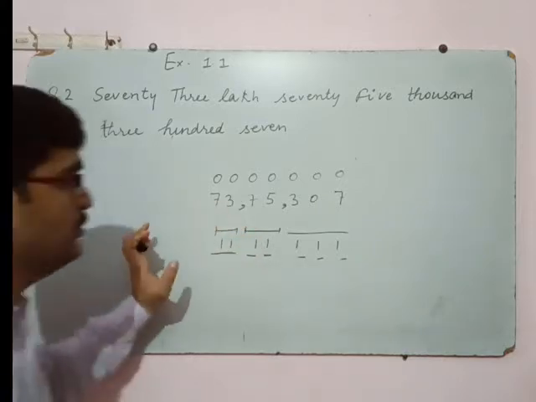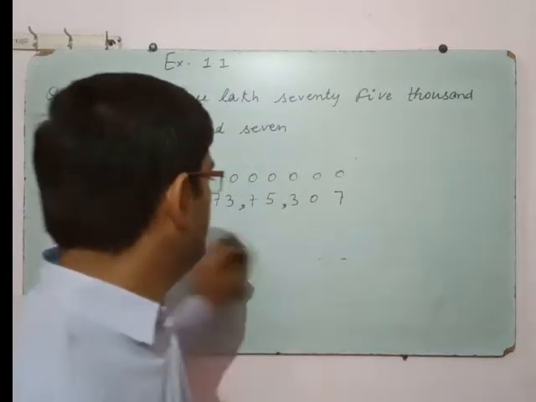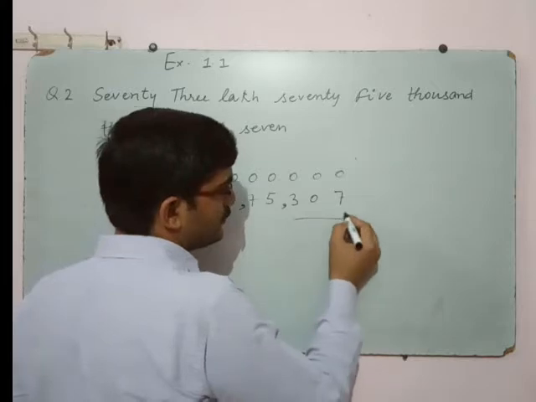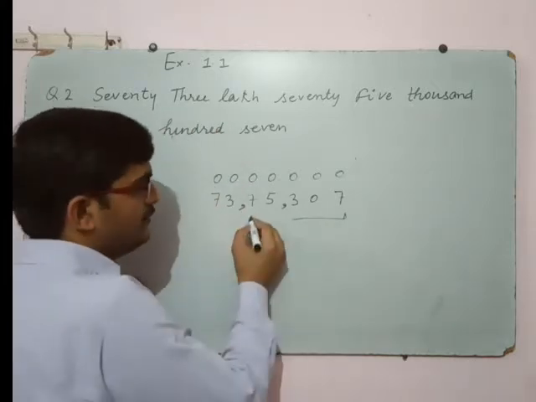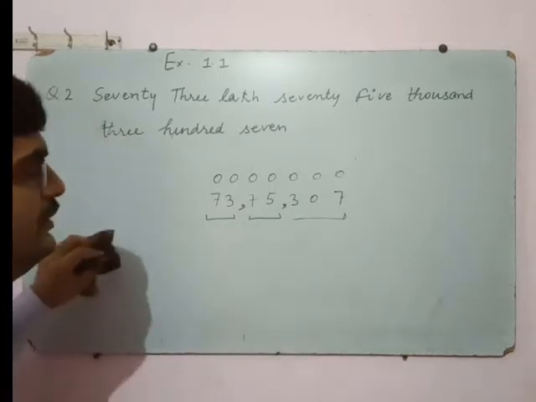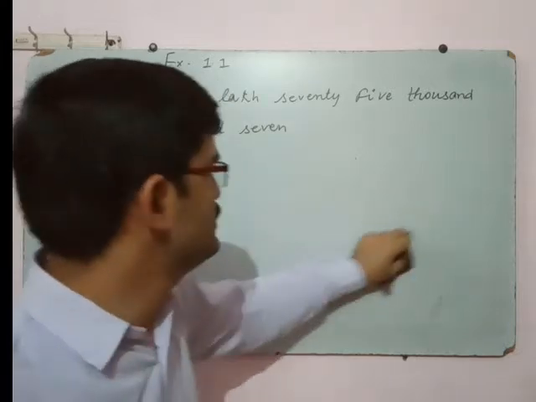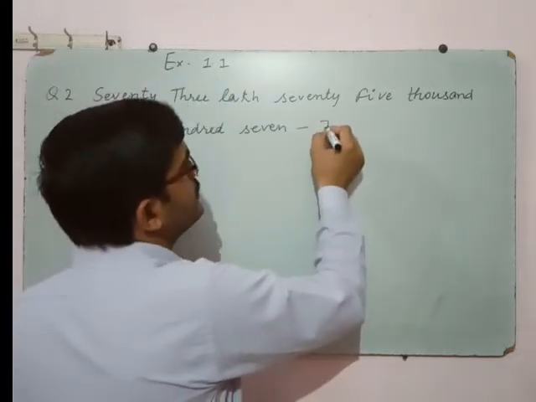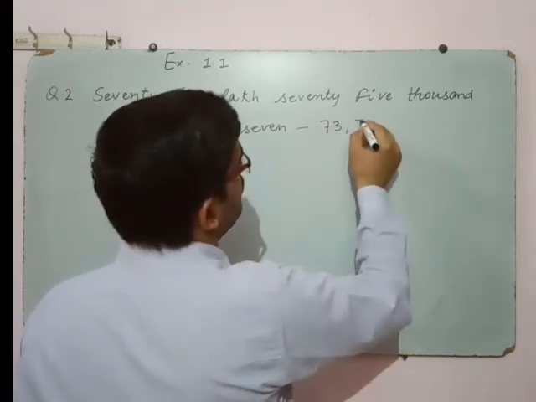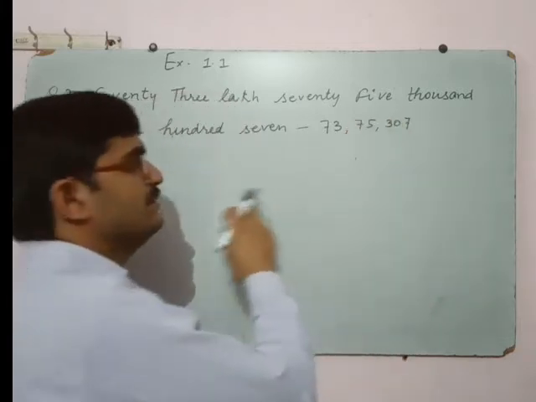Okay. So what is the conclusion? We can say in the Indian system you will put the commas in the first period before three places, in the second period before two places, and in the next period before two places. Okay. So the answer will be 73 lakh 75,307. This will be the answer.